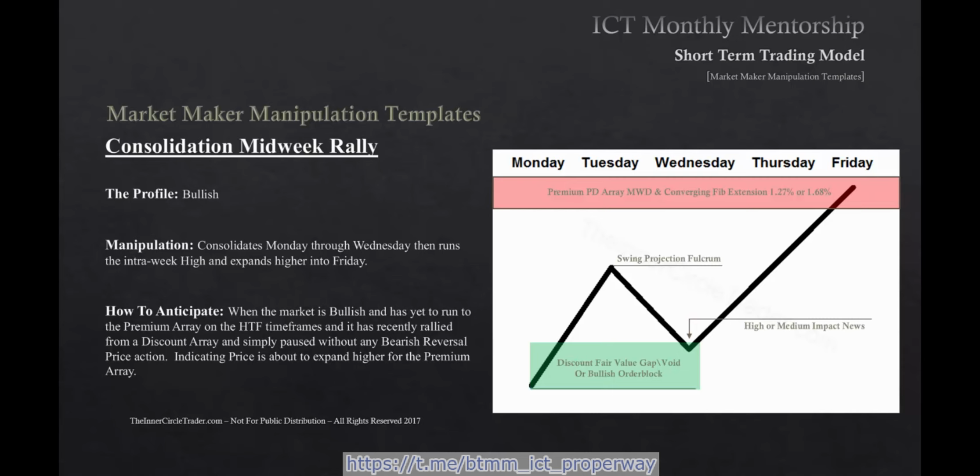Or it could be a perfect measured swing projection. Now, what does that mean? The swing projection fulcrum is the highest high at which the market starts to retrace from. That's the point at which you want to pull your fib down from into where it trades into the order block. That'll give you your swing projections up into the premium PD arrays.